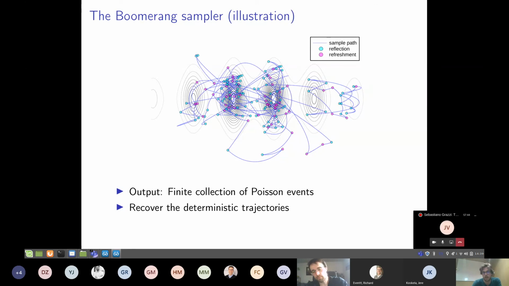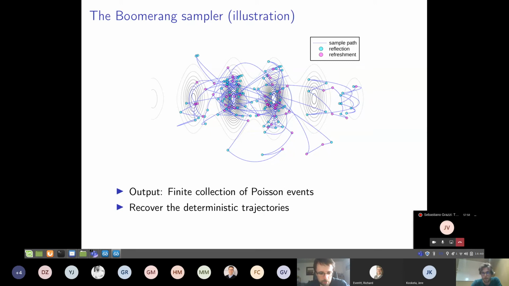So the only restriction is to solve the differential equation. So the Hamiltonian dynamics have to preserve the target measure. Yeah, the target measure. All right. Thanks.